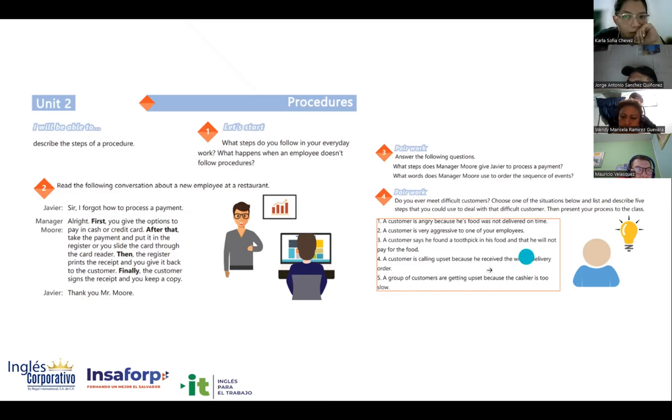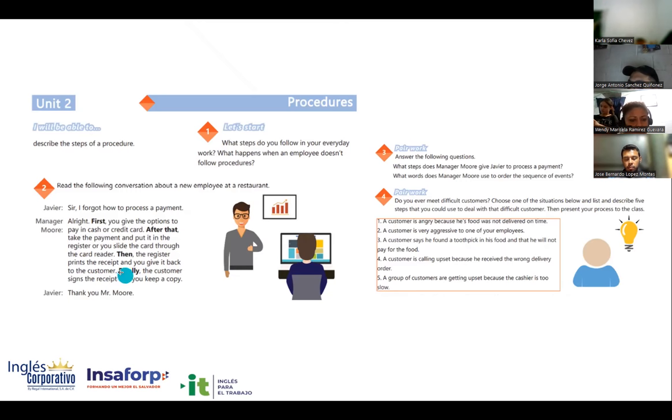Sir, I forgot how to process a payment. All right. First, you give the options to pay in cash or credit card. After that, take the payment and put it in the register. Slide the card through the card reader. Then the register prints the receipt and you give it back to the customer. Finally, the customer signs the receipt and you keep a copy. Thank you, Mr. Moore.